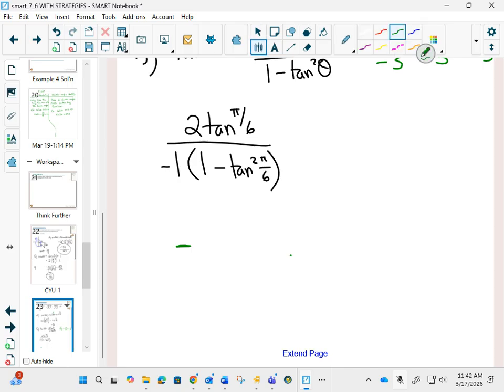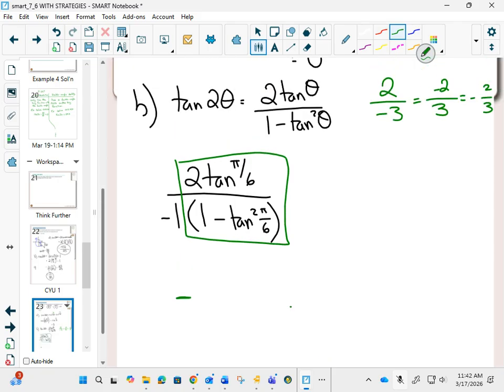Then what's left would be just this part. And this part matches up perfectly with the formula. So you're allowed to use your identities when they match up perfectly. If they don't match up perfectly and you try to say, oh, I'm going to make something up, that's bad. It's not going to end well.